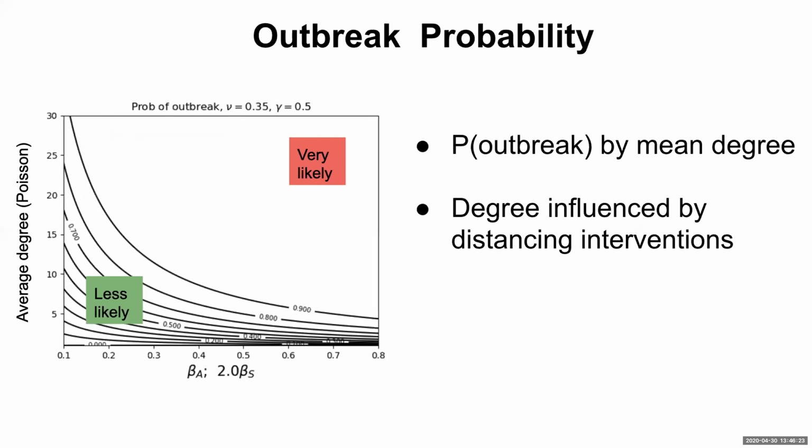We can also view the probability of an outbreak as a function of the average degree in the contact network. This is a useful analysis given that we're able to control the mean degree through interventions like social distancing.